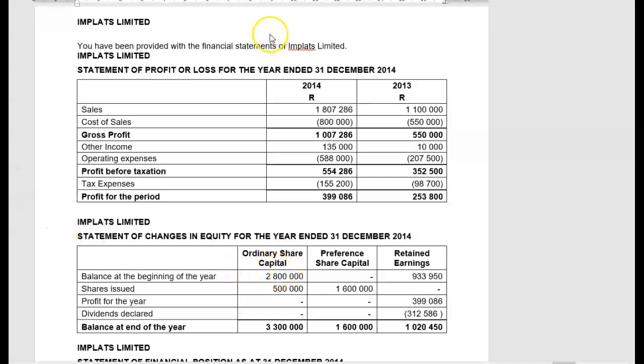You've been provided with the financial statements of Implats Limited. Before we start with this question, let me tell you what is quite different in this question from the other questions that you have seen. Number one, your cash received from customers is a little bit more complicated. Therefore, we have to look at that calculation.